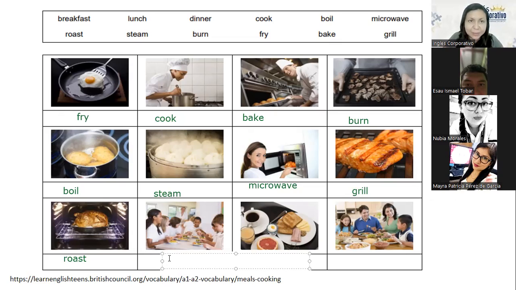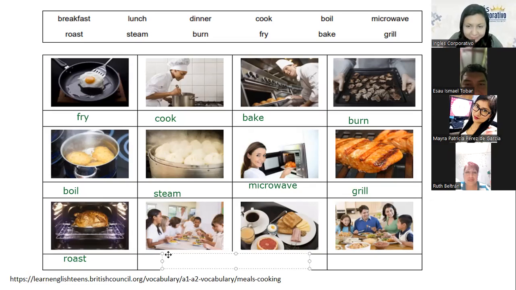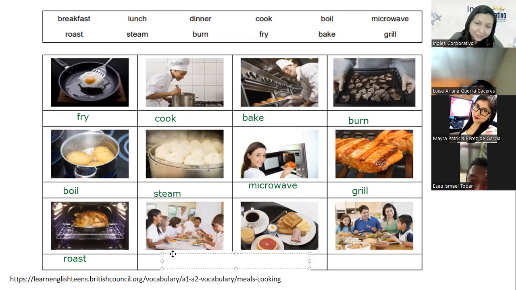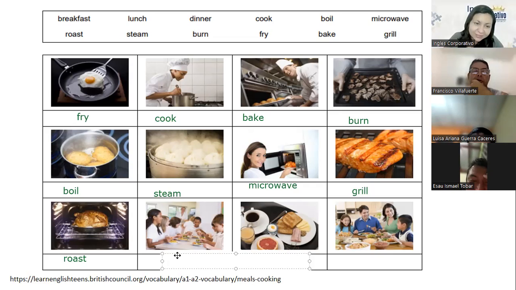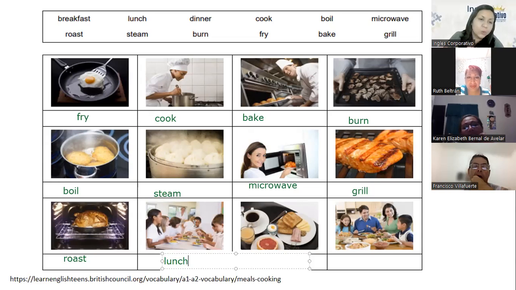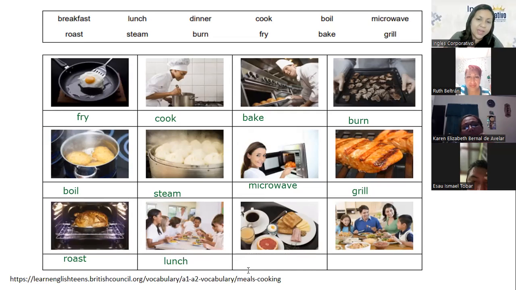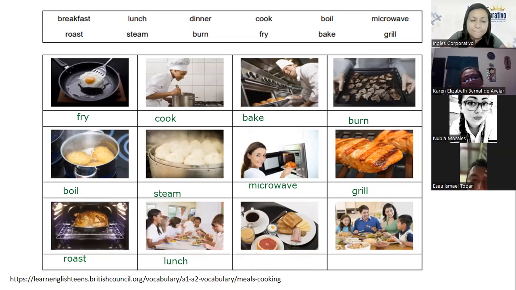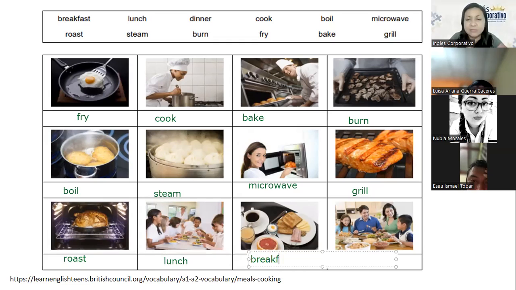Lunch. Is it breakfast, lunch, or dinner? Lunch. Breakfast. The first is lunch. The next is lunch. In the school, right? They are in the school, it's lunch. And then we have lunch. Breakfast. And at home, you have dinner. Yeah. So the level is more difficult, right?